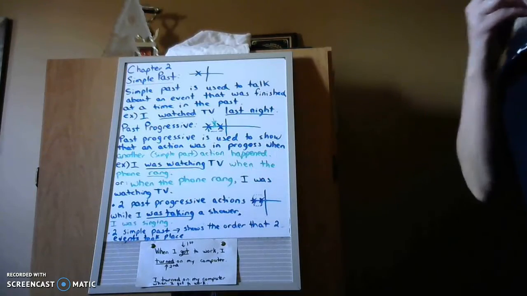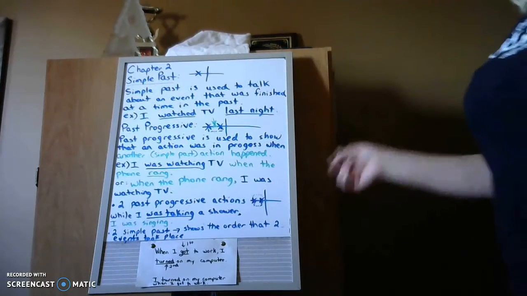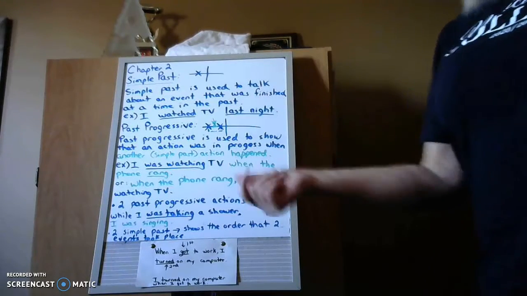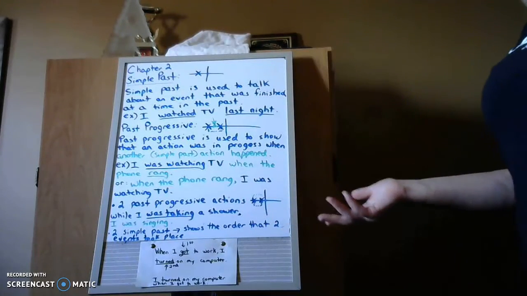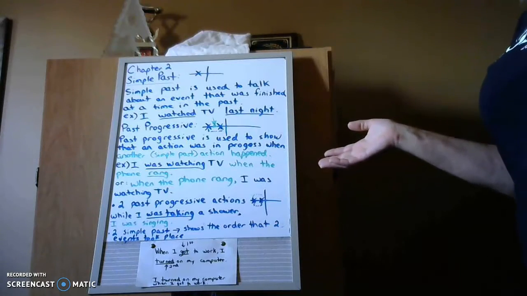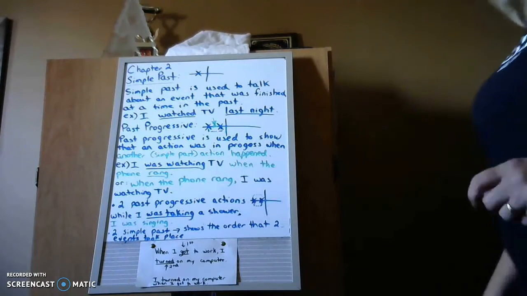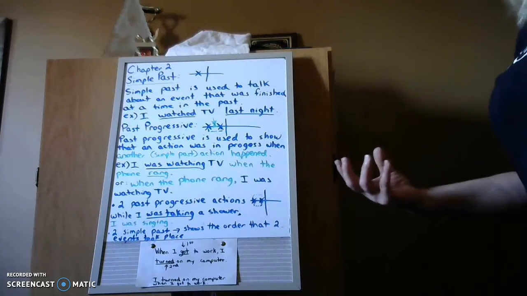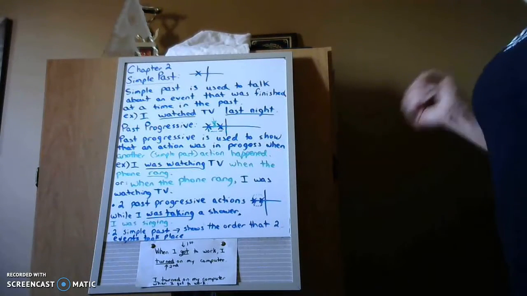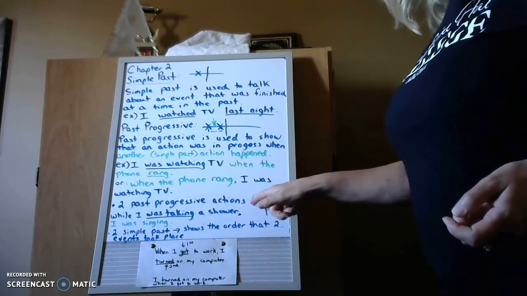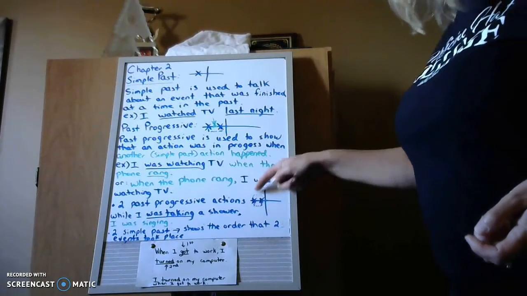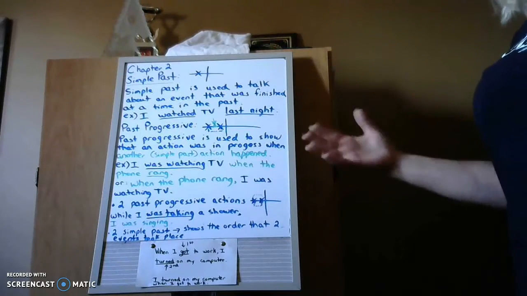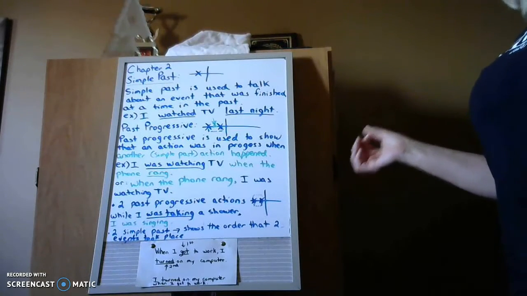Okay, so the action that took a long time is in the past progressive, was watching, and the other short action that interrupted it is in simple past, right? Rang. Okay, we can also have two long actions that were happening in the past. So here, there's an action happening here, and at the same time, there's another action happening here, and they're both taking place over a long period of time.